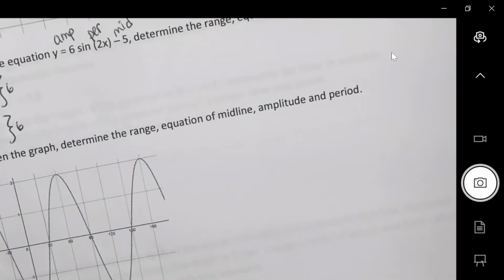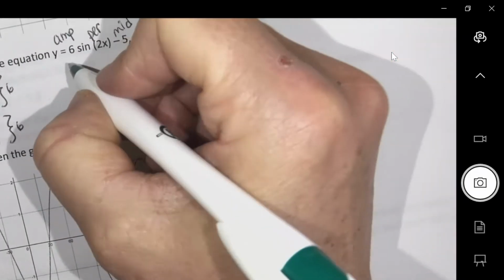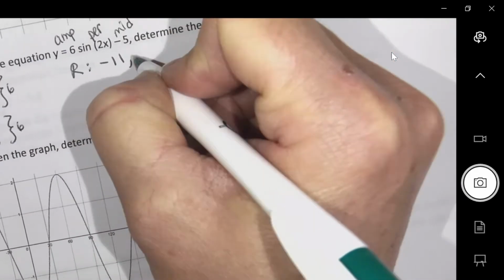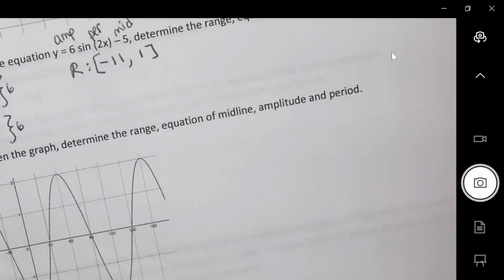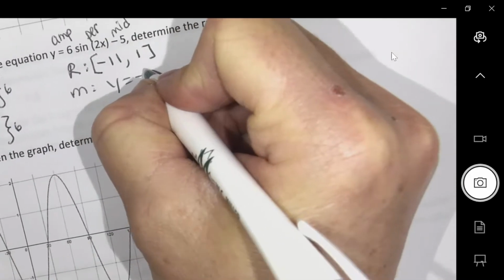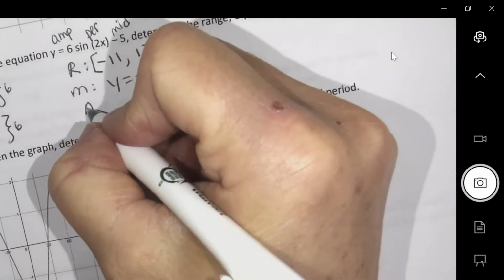Okay, so do you see how I picked all that info? I didn't even graph it. I could graph it in my calculator, but I don't need to because I can just pick that out. Okay, so we have range -11 to 1. Are you also noting that those two range numbers are 12 apart from each other? That makes sense because the amplitude is 6. Mid. So that's that -5 part. Amplitude was 6.